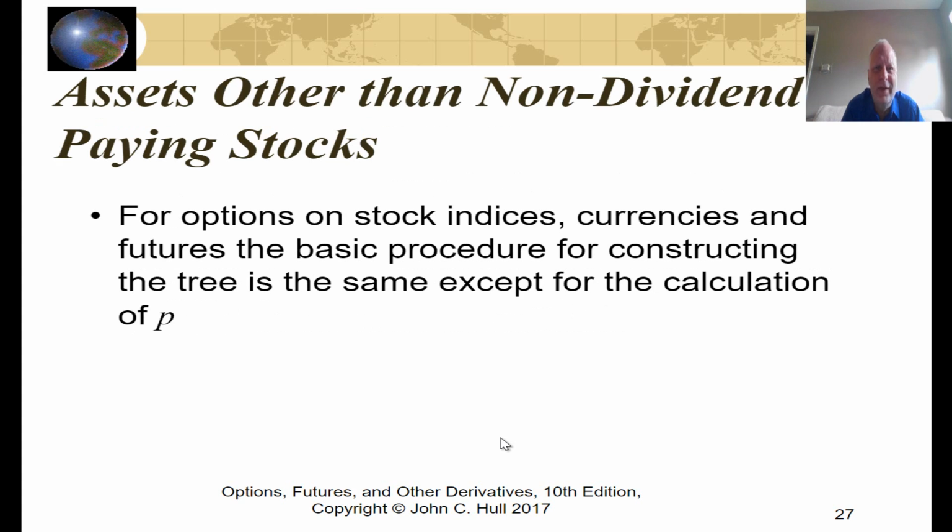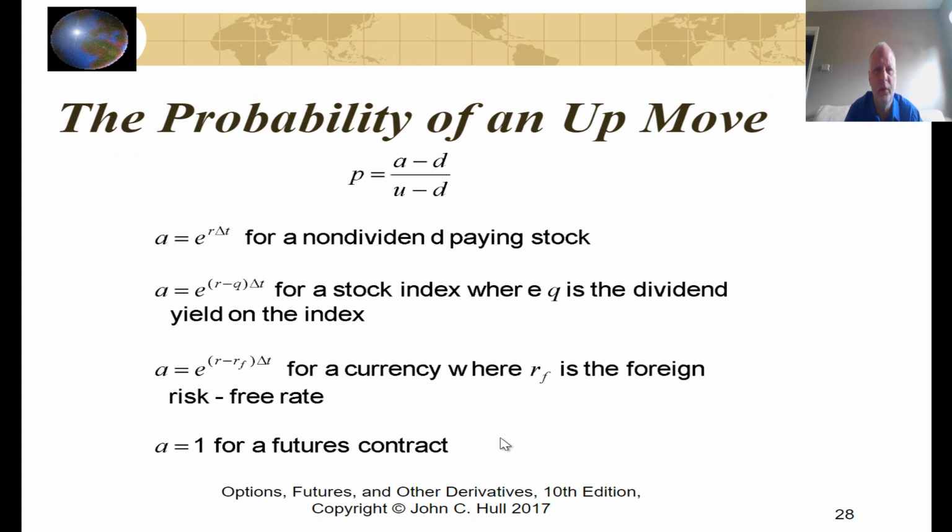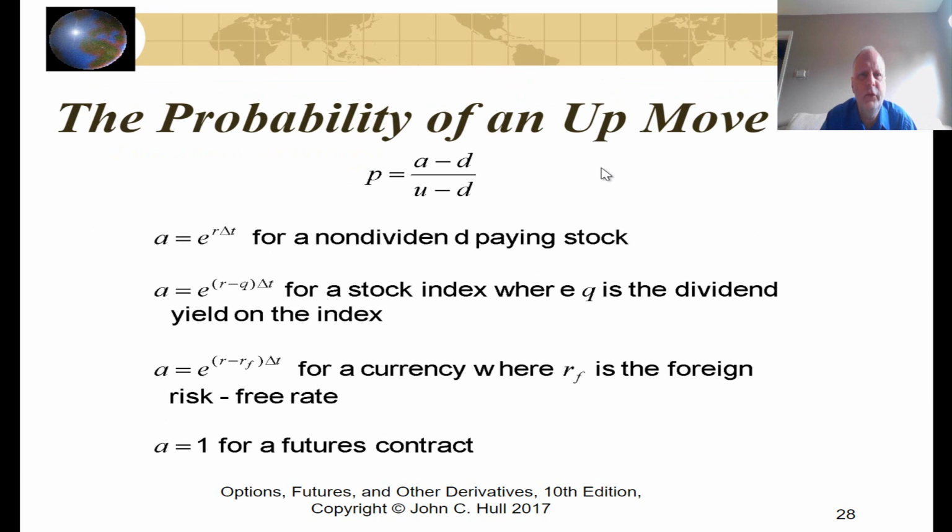So far, we have only looked at non-dividend paying stocks. If we look at stocks that pay dividends and other financial products, we can change what P is. So for options on stock indices, currencies, and futures, the basic procedure for construction of the tree is the same, except we change how we calculate P. Let's consider a more general equation than we've looked at so far and say the probability of an up move for a stock, P, is A minus D over U minus D.